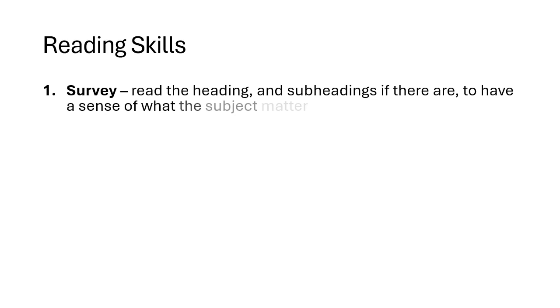There are 4 reading skills that you need to have in order to be able to tackle the 14 reading task types in IELTS reading. Number 1 is survey. In survey, you read the heading and subheadings, if there are subheadings, to have a sense of what the subject matter of the passage is likely going to be.